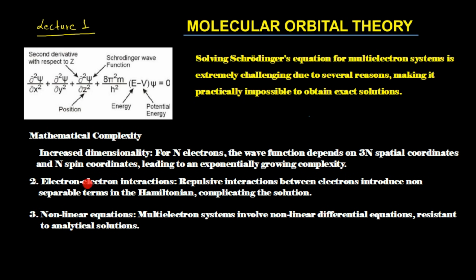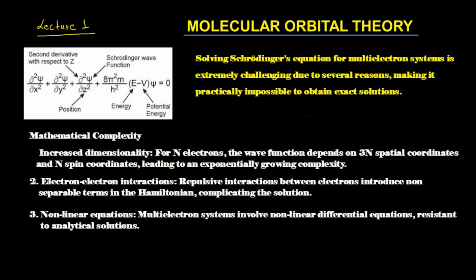The second thing is electron-electron interactions, right? Repulsive interactions between the electrons introduce non-separable terms in the Hamiltonian, which complicate the solution further. We will not get the exact solution, right? This is a partial differential equation, and in this partial differential equation, it is necessary to get the exact solutions. But when you have the electronic repulsion, we cannot get the exact solution. That is why it is more challenging to solve this equation for polyelectronic systems.